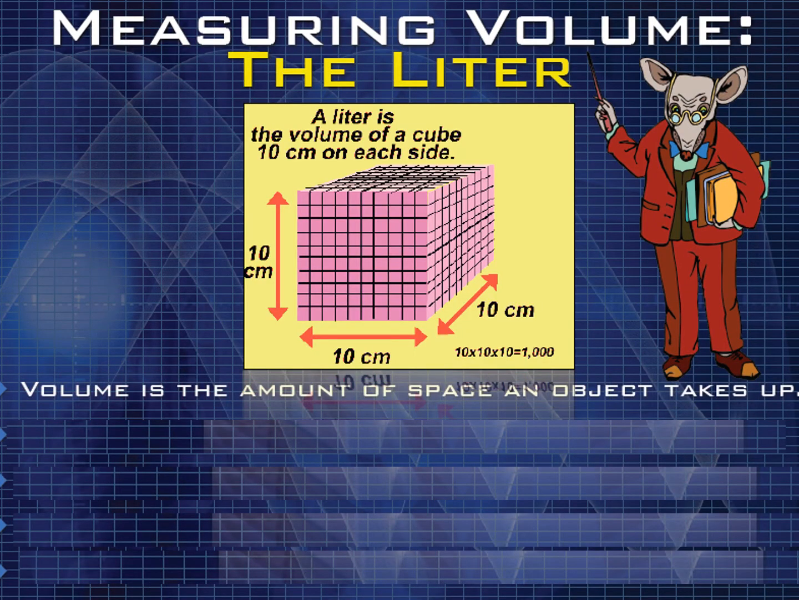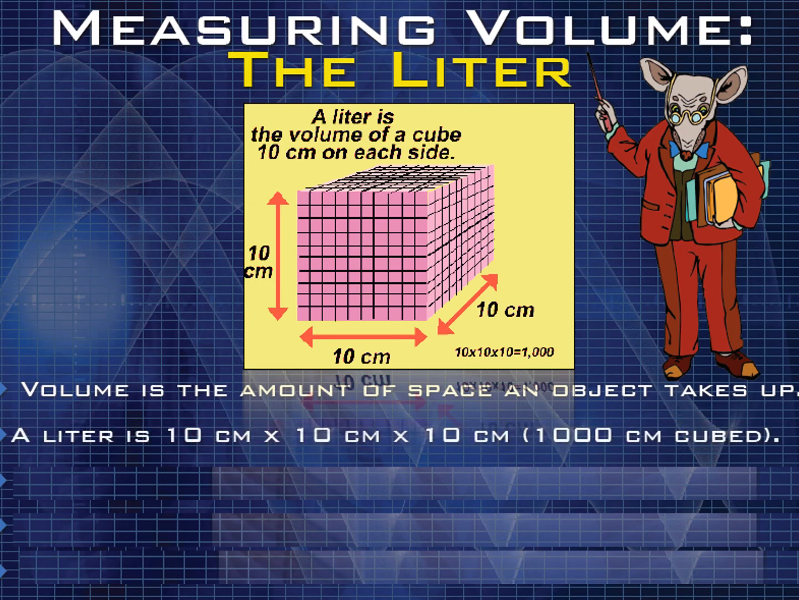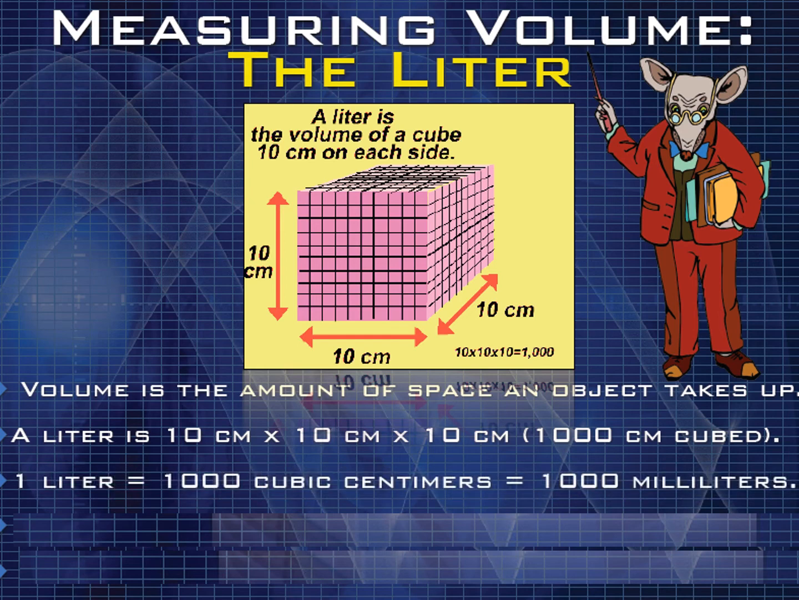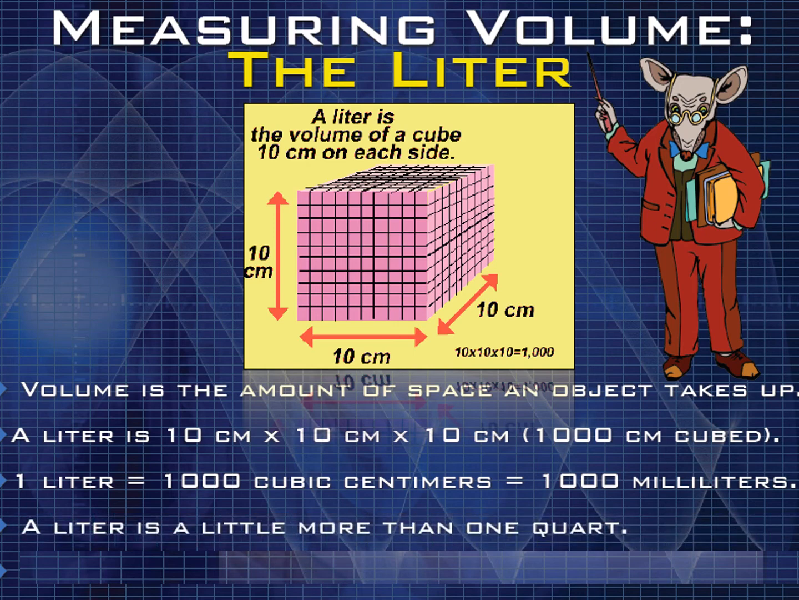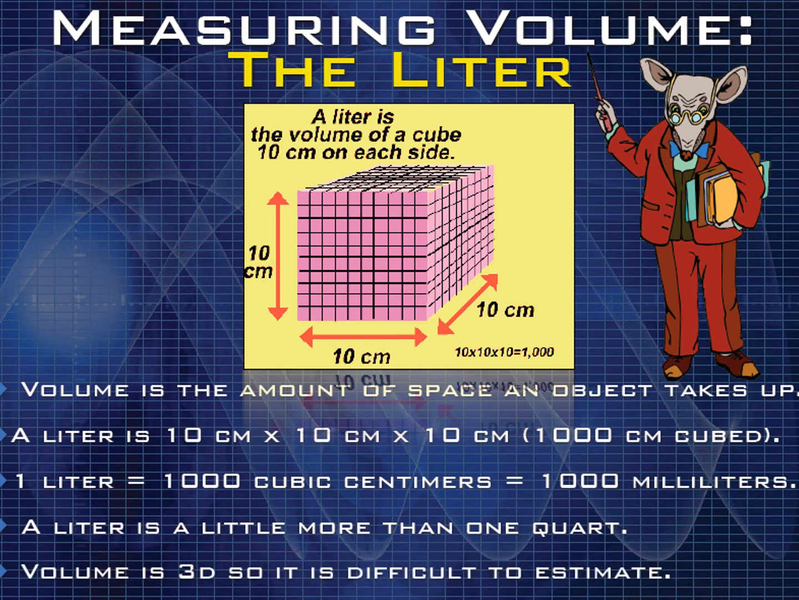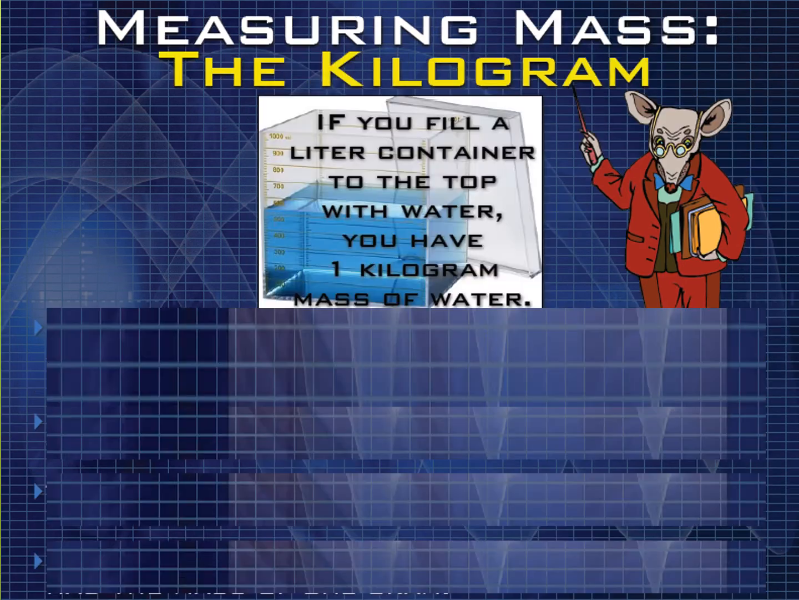The liter is the amount of space an object takes up as volume. A liter is 10 centimeters by 10 centimeters by 10 centimeters, which makes 1,000 cubic centimeters, which is the same thing as milliliter. So a cubic centimeter and a milliliter are equivalent. You can see those used back and forth. A liter is a little more than a quart, and the volume is 3D, so it's difficult to estimate. So it's even more important to be exact.